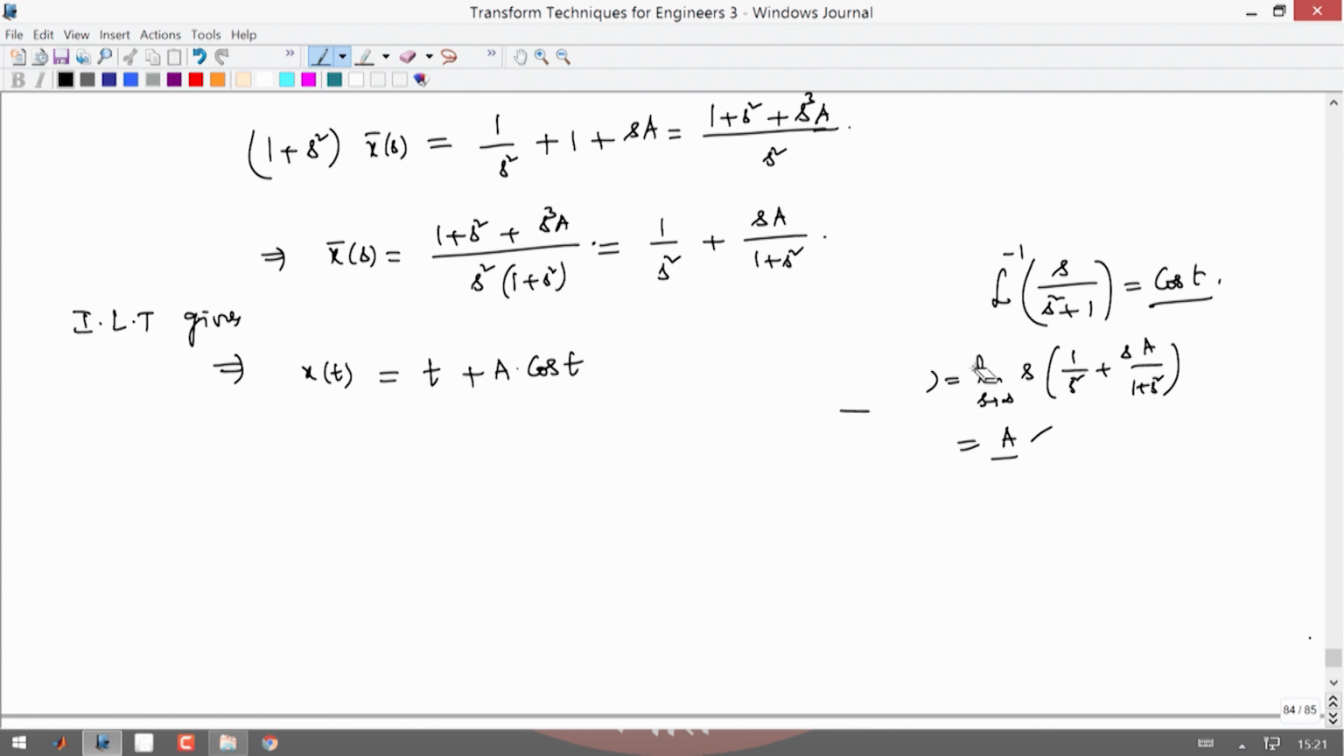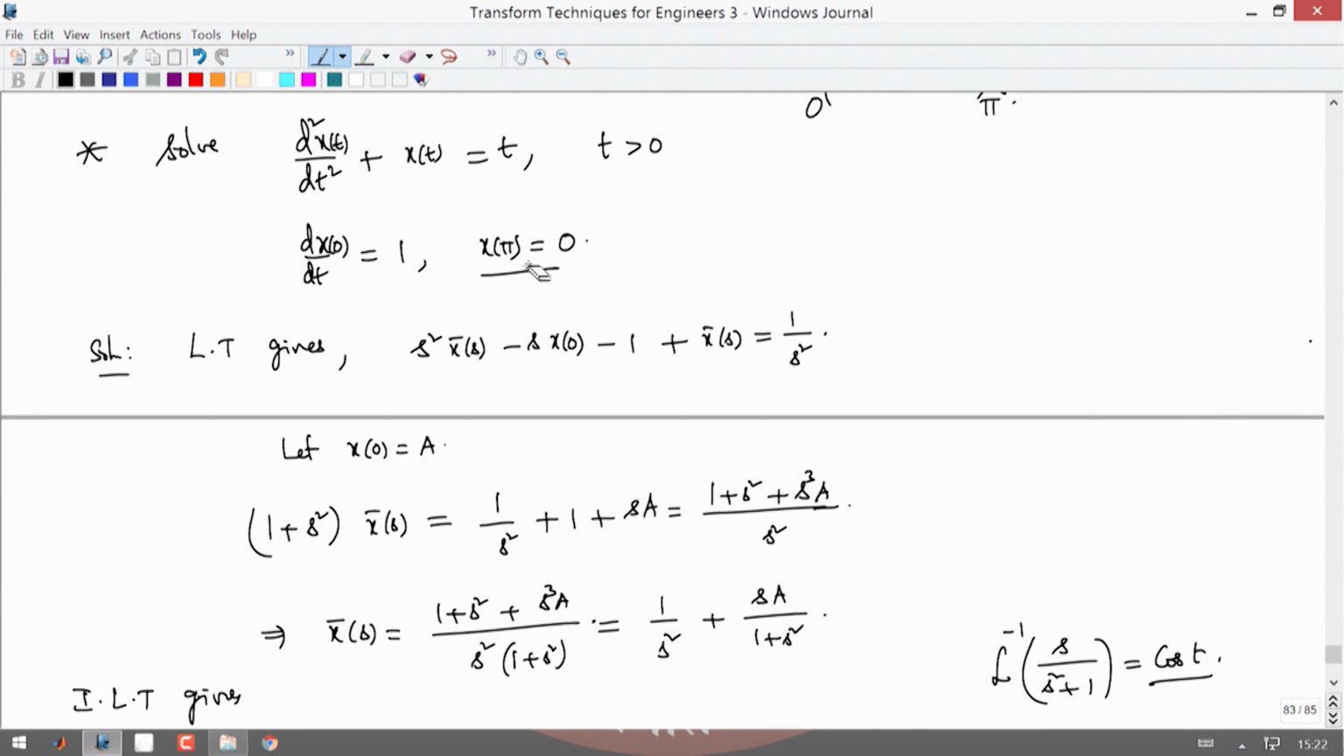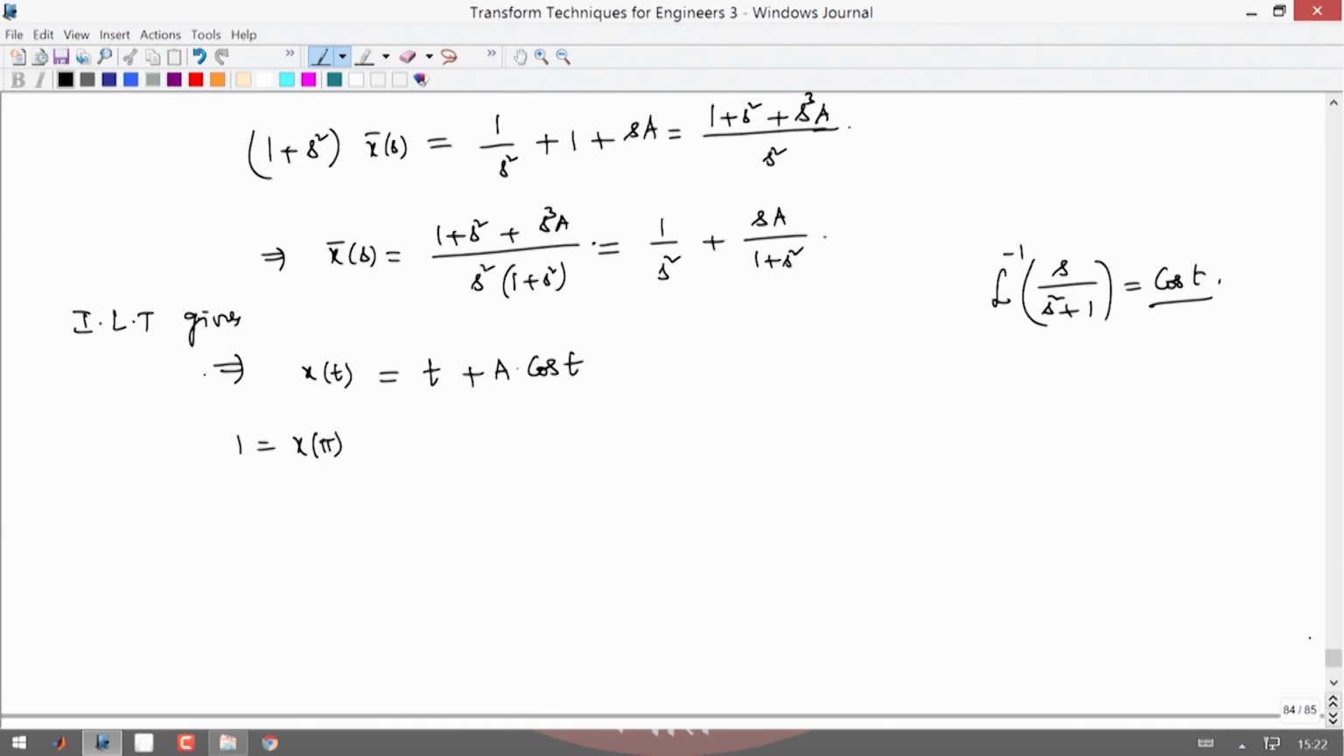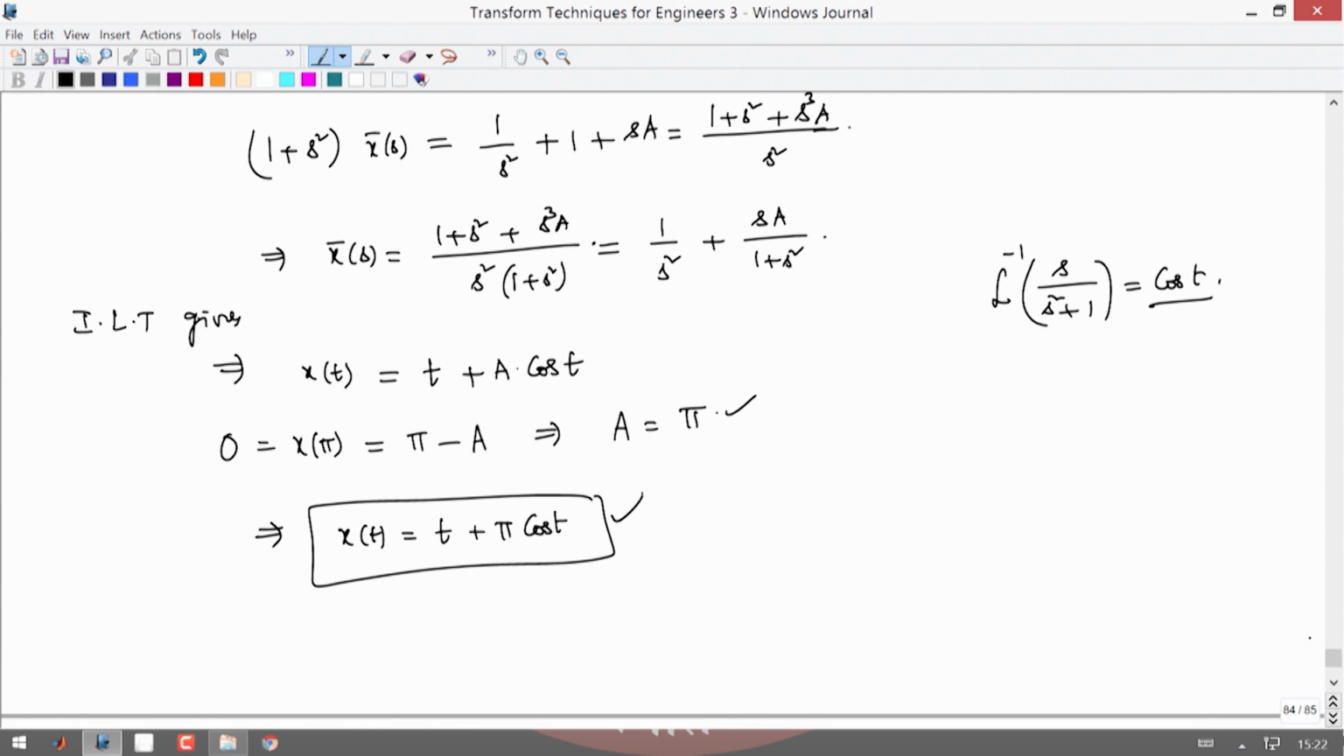So, we cannot use this initial value theorem, because you do not have x of 0. So, you can use this other condition, x of pi, which is taken as 0. This is equal to pi plus a times cos pi, that is minus 1. So, you have minus a, that makes a equal to pi. So, this implies x of t is equal to t plus pi cos t is your solution, satisfying these boundary conditions.